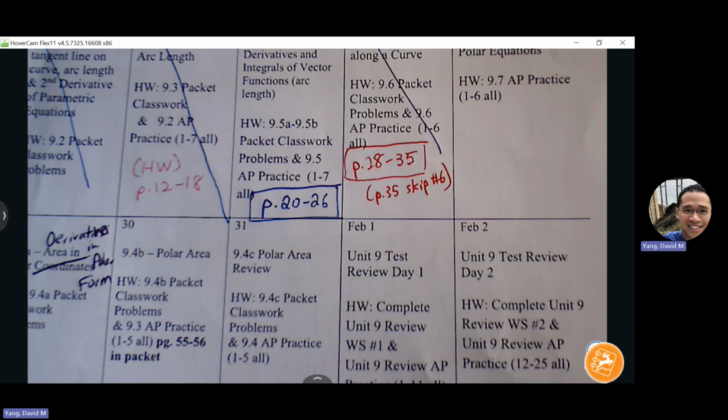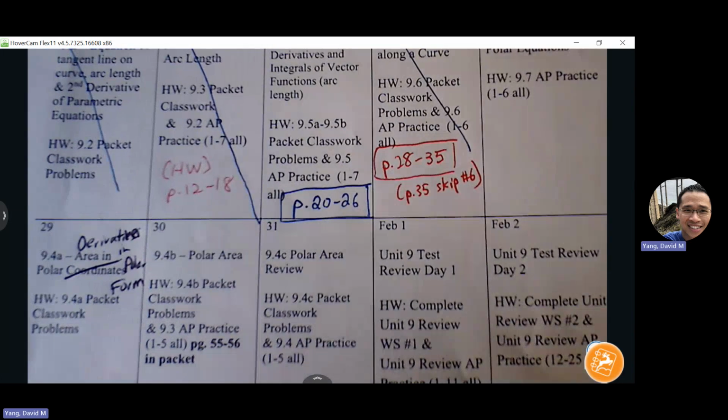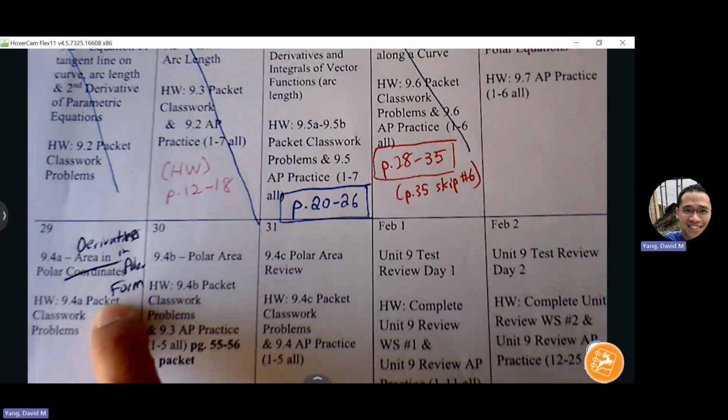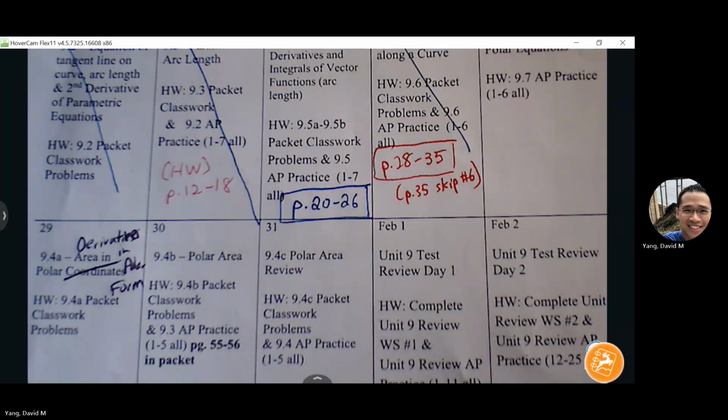We started a little bit with 9.4a, which is derivatives in polar form. So I hope that we can get through that section so we can be half a class ahead in terms of content. I would like to start polar area today, but your homework tonight is just 9.4a, which involves derivatives in polar form. I will review that a little bit, and then we'll do practice problems for the majority of our class, and I'll briefly introduce 9.4b at the end of class.